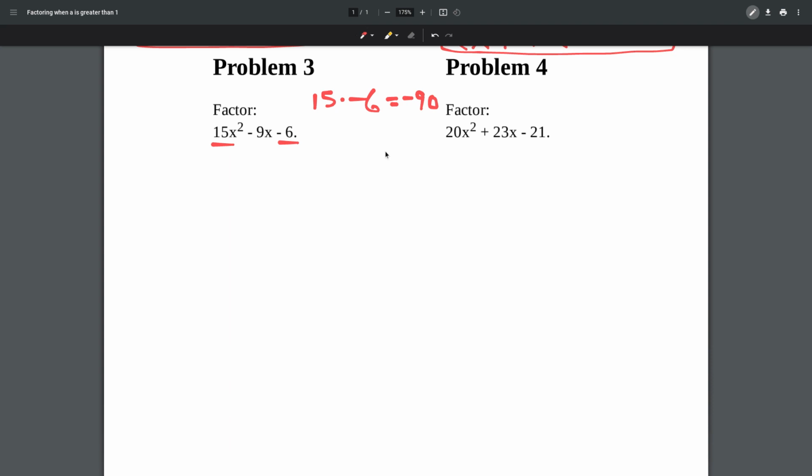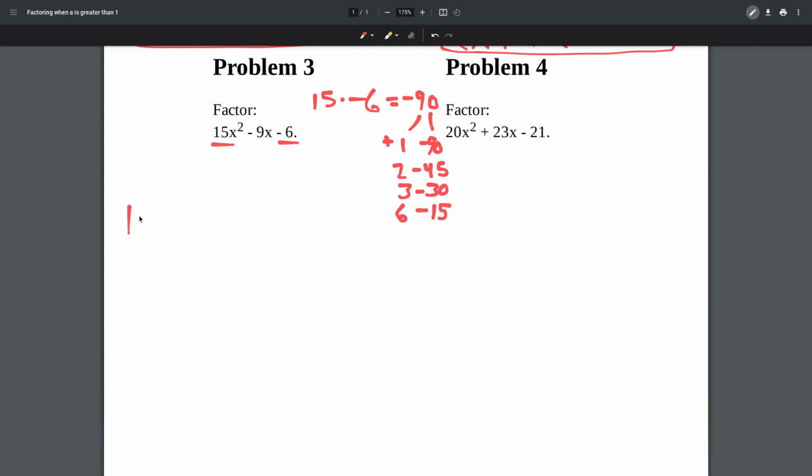Okay, so well, I'm thinking we could do, let's see, positive 1 times negative 90. That's not anywhere close. Let's do positive 2 times negative 45. Still not close. Positive 3 times negative 30. We're still at negative 27. We're getting closer. We could do 6 times negative 15, and that gives us negative 9.